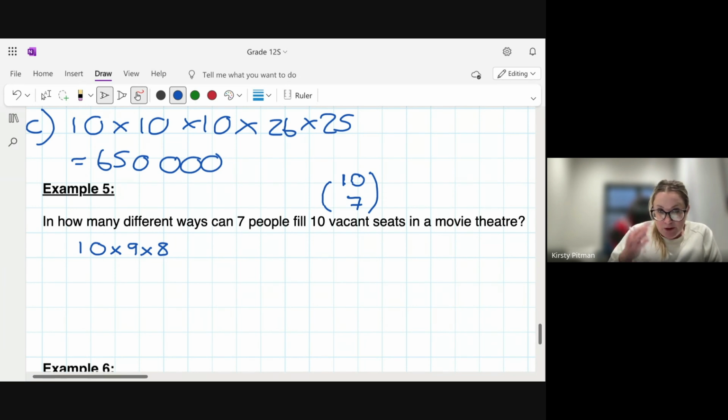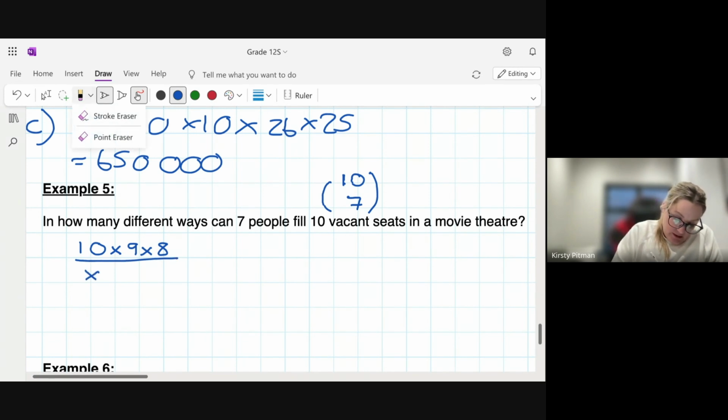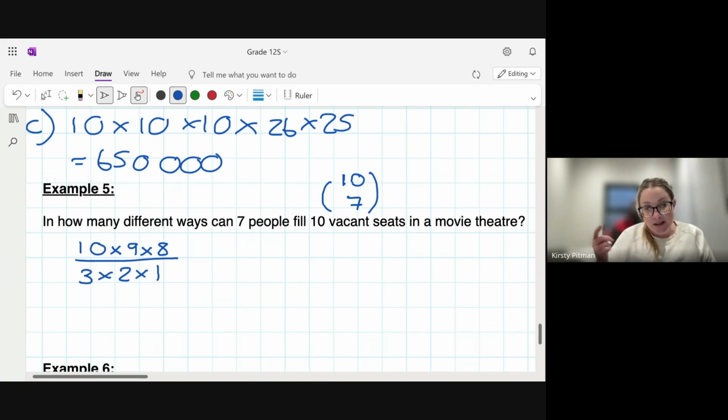Because those are the 3 ones that are available, over 3. Whoopsie. Sorry, guys. So this is one way to write it. Over 3 times 2 times 1. Why am I saying 10 times 9 times 8? Because I had 10 on the top, 7 on the bottom. So 10, how many am I left over with? 10 minus 7 is 3, and that gives me 120.